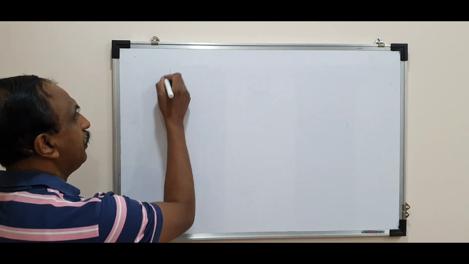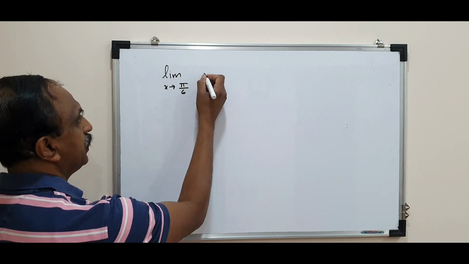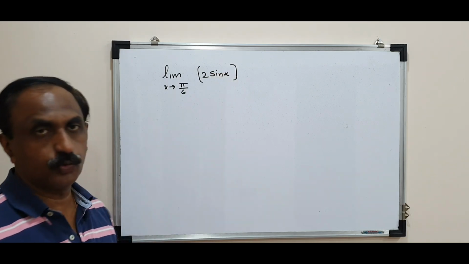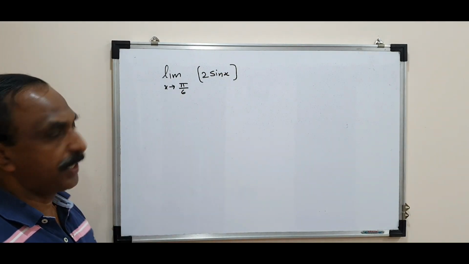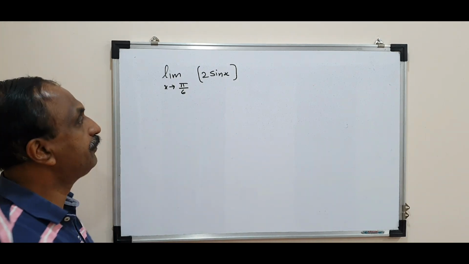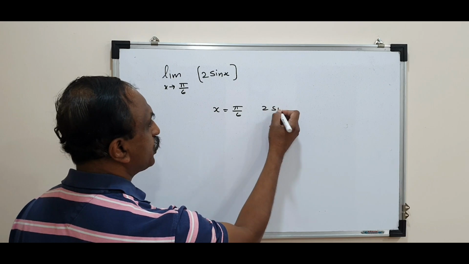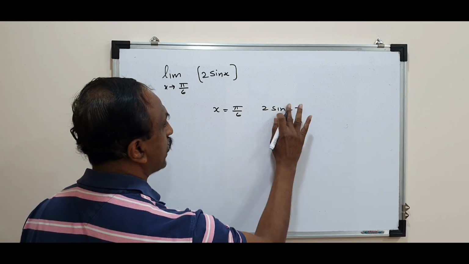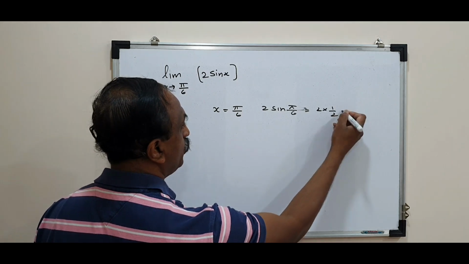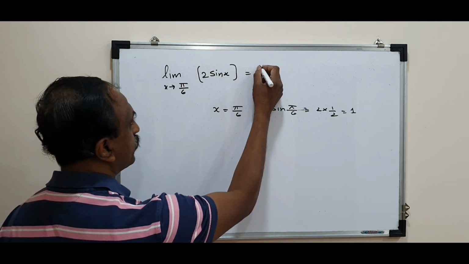If I look at the next one, limit x tending to, let's say, pi by 6, integer of 2 sin x. Pi by 6 means 30 degrees. Sin 30 is half. So when x is pi by 6, 2 sin x will be 2 sin pi by 6. That is 2 into 1 by 2, we get 1. This happened to be an integer, so it does not exist.